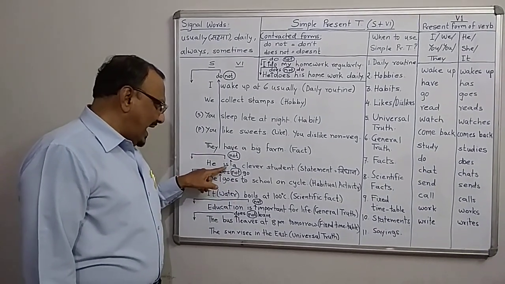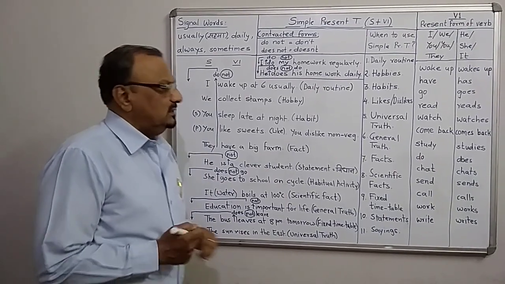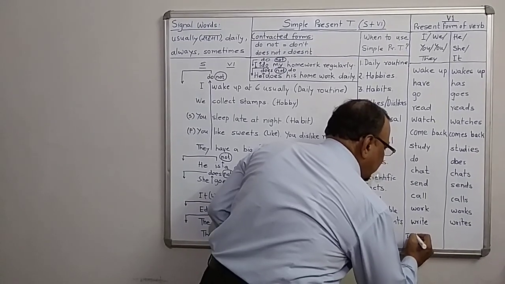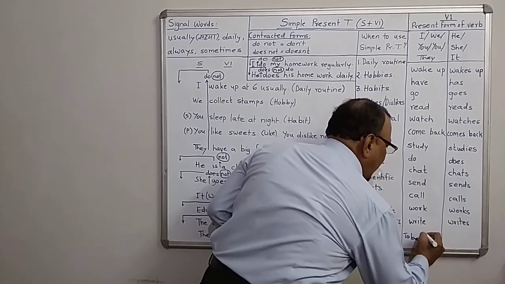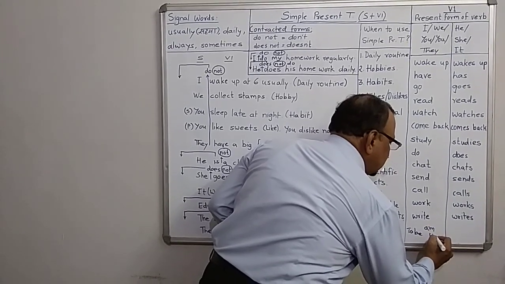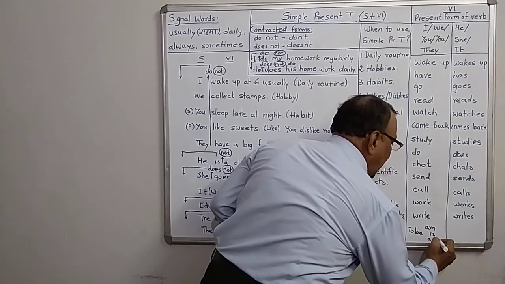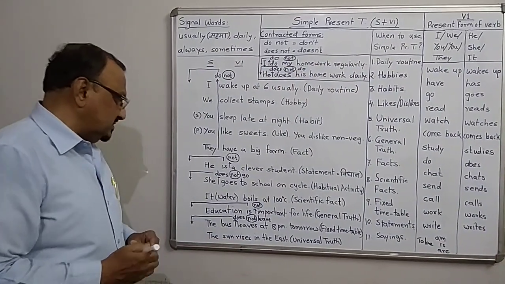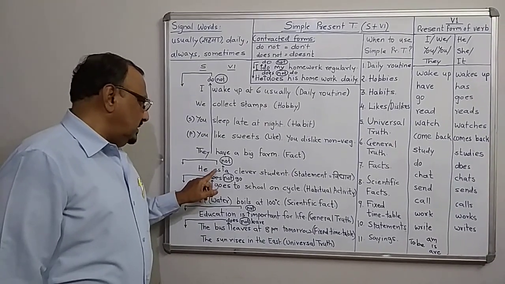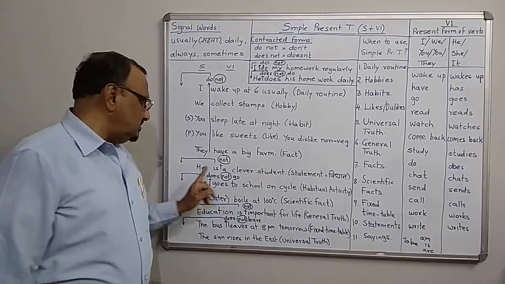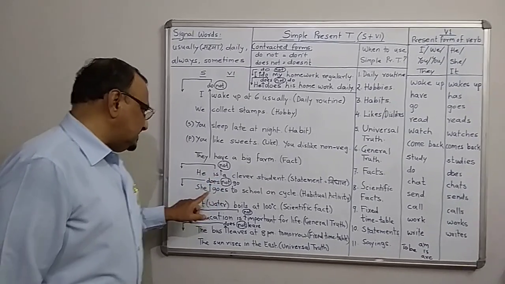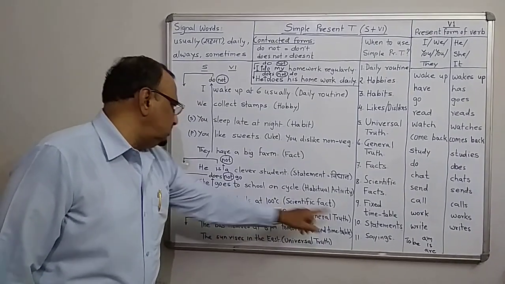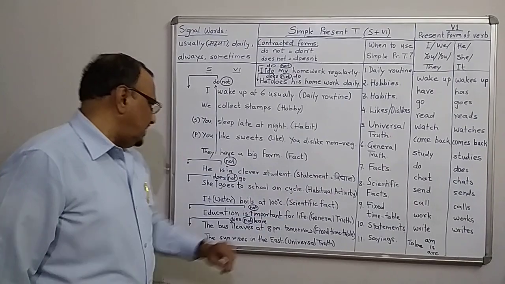For example, am, is, are, if you say to be is the verb, then am, is and are are the V1 forms and that we can use and make a simple present tense. For example, he is a clever student. This is also S plus V1. Then second sentence we found is education is important for life. That is general truth. And here we see this is a statement.